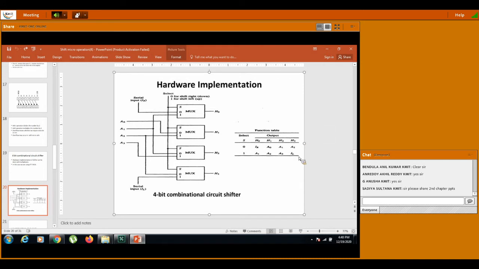The fourth one, it's H3. What are you having? A2 and IL, that is the serial input. Thus, you are going for a hardware implementation of the 4-bit combinational circuit shifter. Okay, right?